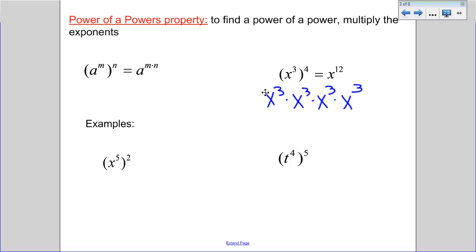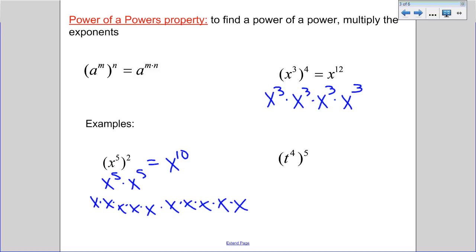We got x to the 5th squared. That means we have x to the 5th how many times? 2 times. So how many x to the 5th do I have written down? 5 here and 5 here. So how many total is that? X to the 10th. If we need to, guys, could we write out all 5 of them, and then all 5 of those, and then count them up? You could, but it'd be really cool if we could stop right here and have those.